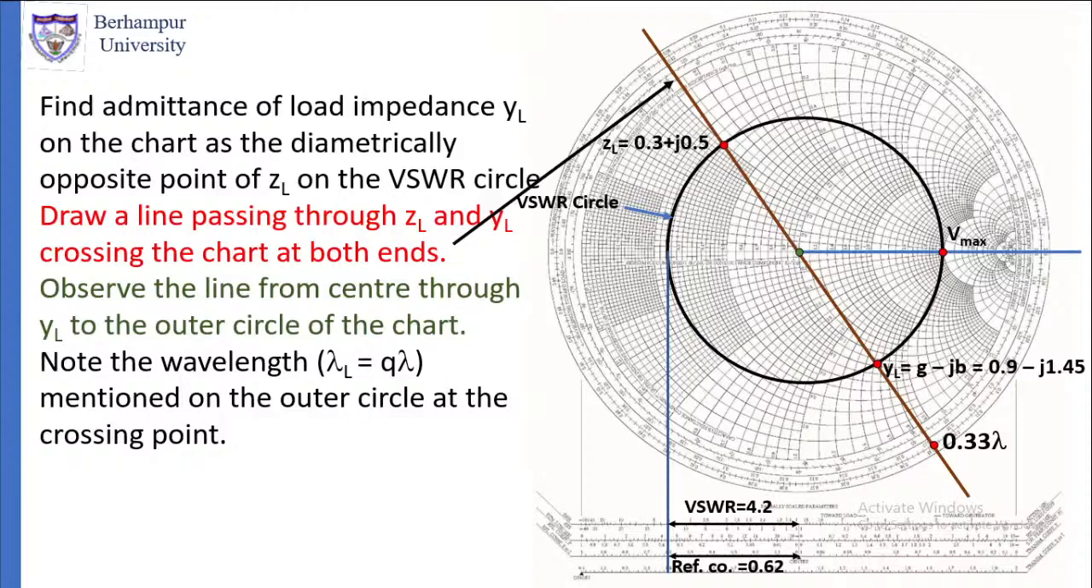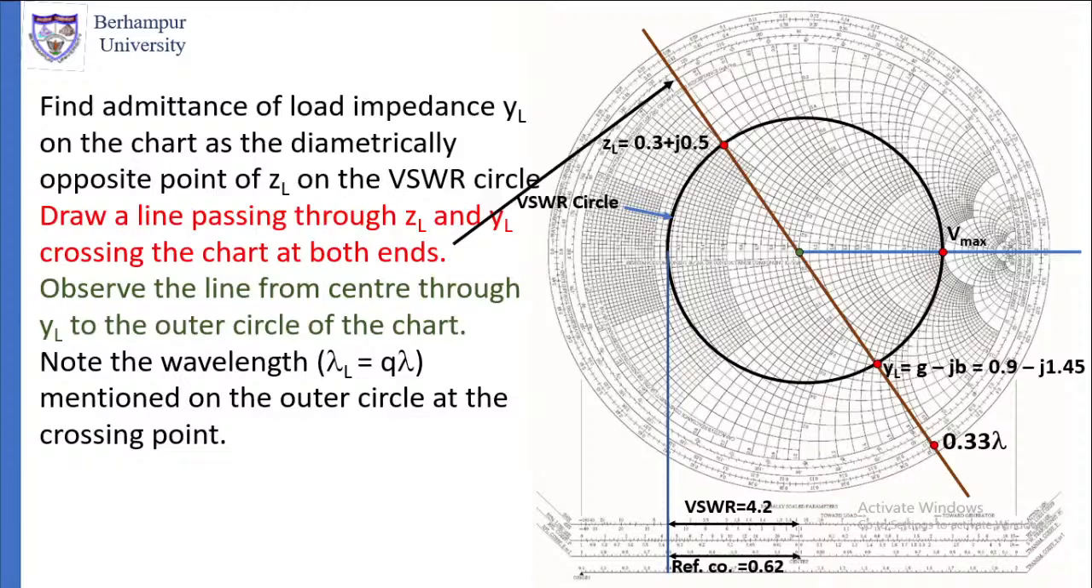Draw a line which is passing through ZL and YL, crossing the chart at both the ends. So draw a straight line like this. Now the diametrically opposite point of ZL gives us YL. So you can find out what is YL. ZL we have found out. ZL is equal to 0.3 plus J 0.5. Diametrically opposite to this is YL, that is equal to G minus JB, that will be equal to 0.9 minus J 1.45. Just read those values.